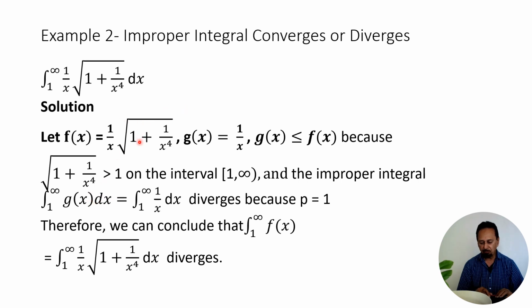Now the square root of 1 plus 1 over x to the 4 is bigger than 1. So this is bigger than 1, but this is less than 1. So f of x is bigger than g of x, or you can say g of x is less than or equal to f of x. Now we have the integral from 1 to infinity of g of x dx, 1 over x. Here p is 1, so this integral diverges. Since the smaller integral diverges, the bigger integral also diverges. So we can conclude that this integral diverges.